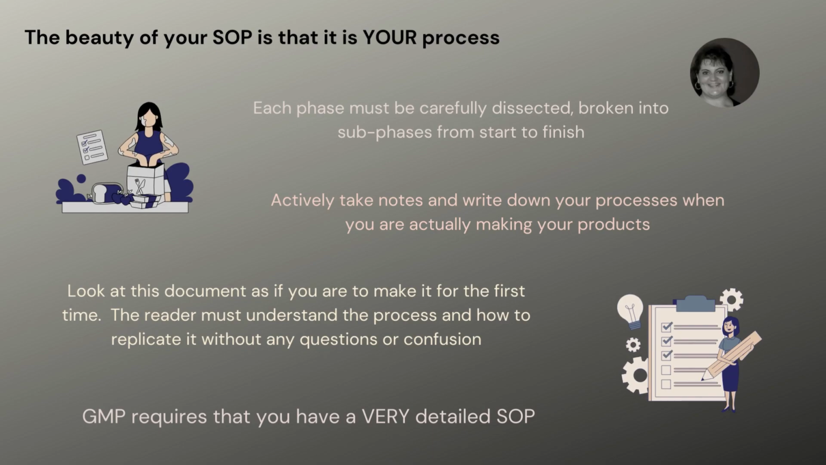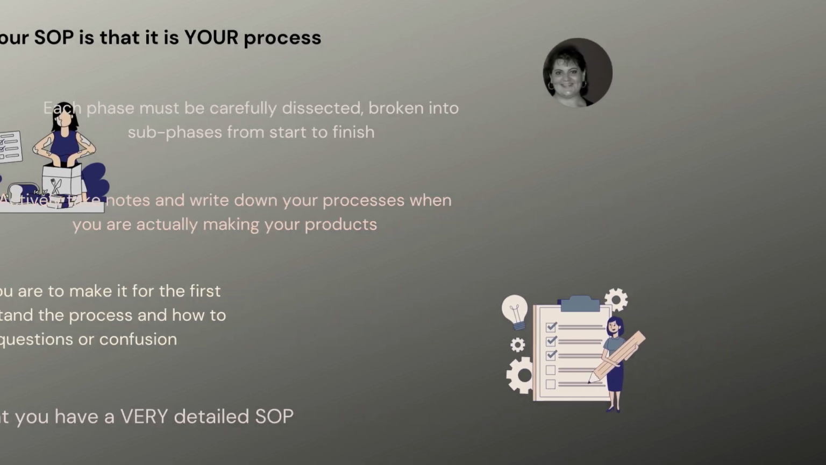A helpful hint when writing your SOPs is looking at this document as if you were to make it for the first time. The reader must understand the process and how to replicate it without any questions or confusions. And GMP requires that you have a very detailed SOP. So therefore, you will put much time and energy into creating a full-bodied SOP for every product that you make.